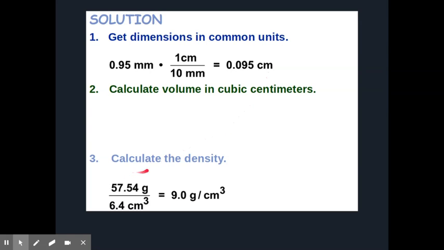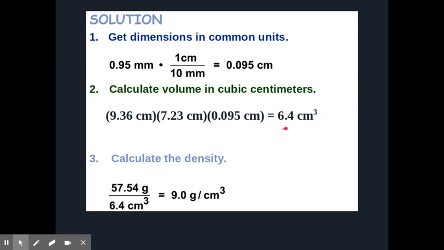Now let's turn that into cubic centimeters. So we're going to calculate the volume. We've got the 9.36 times 7.23 times 0.095, and we get 6.4 centimeters cubed. Now we can plug that into our density formula and take the mass divided by the volume, and we get 9.0 grams per centimeters cubed.